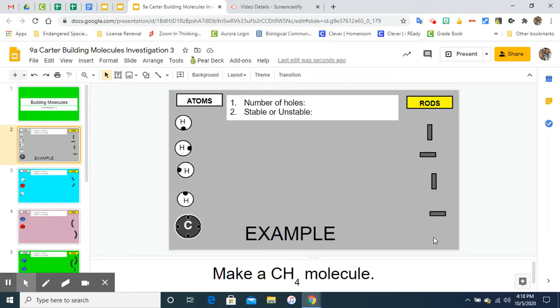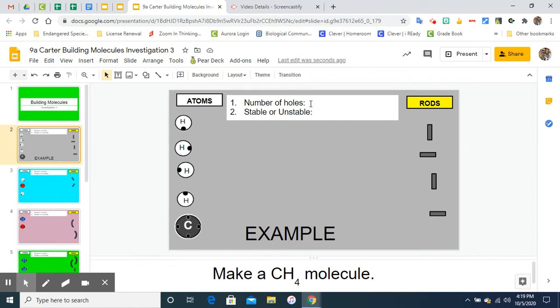Before you make the molecule, it's important that you count up the number of holes in all of the atoms that make up that molecule. So in this case, I count up one hole in this hydrogen. Here's a second hole, 3 holes, 4 holes, 5, 6, 7, 8 holes total.